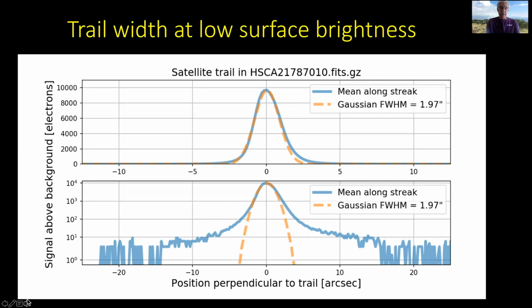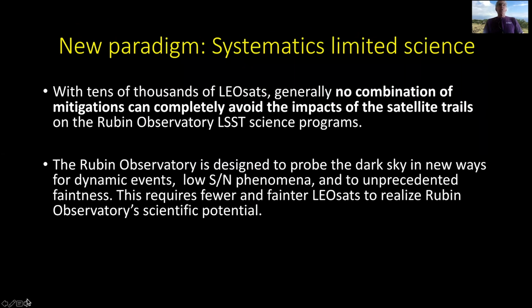So since LSST, the survey, is going to be limited by systematics rather than the usual statistical effects from sample size, we care about systematics. So this is a new paradigm, of course, systematics-limited science, with tens of thousands, now 100,000, having been applied for. Generally, we find that there's no combination of mitigations that can completely avoid the impacts of the satellite trails on the Rubin Observatory science programs.